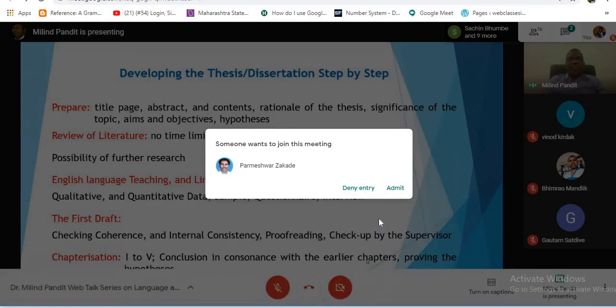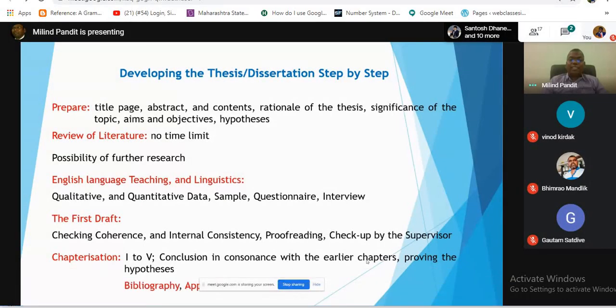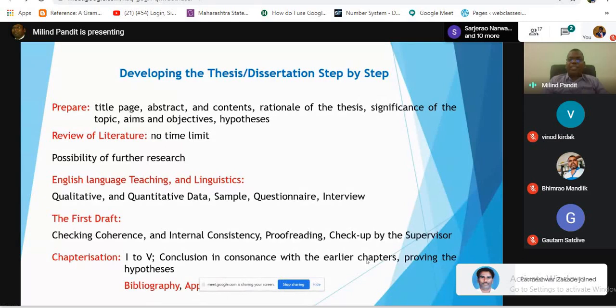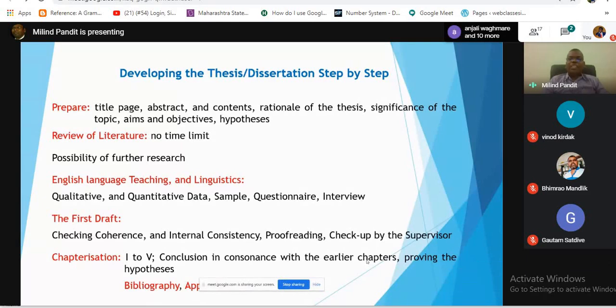But aims and objectives cannot change. This is what we have to understand. Rationale of the thesis, it cannot change either. And significance of the topic possibly may change. For example, today it is an issue of great relevance. Tomorrow it may not be, because the circumstances have changed. But then, aims and objectives and rationale are the things that do not change, because you have based your choice of the author, title or topic, and your textbooks upon them. And that is why they do not change.